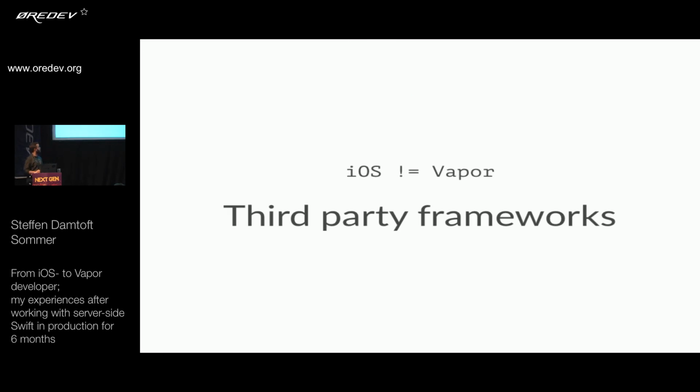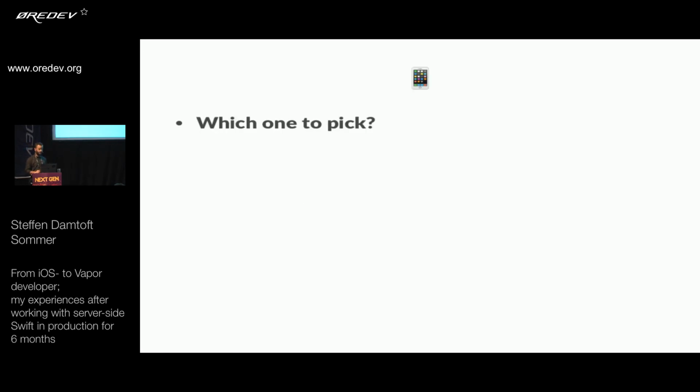Third-party frameworks. On iOS, there's a bunch of them. iOS has been around for a longer time. Swift has been available for iOS for a longer time. The community is bigger, so there are going to be a lot of them. Whereas on the backend side of it, and maybe more the Vapor side of it, you need to be prepared to roll out your own if it's not already there.